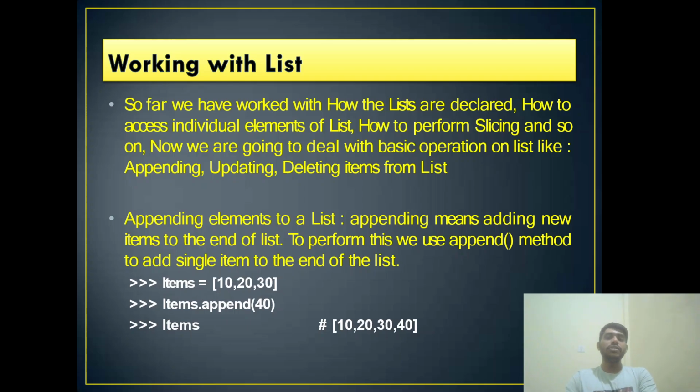So far we have worked with how lists are declared, how to access individual elements, how to perform slicing, and now we are going to deal with the basic operations on lists like appending, updating, and deleting items. These are the three basic operations we are going to perform on the list. So what are the basic operations? First one is appending. Append means to add the elements in the list.